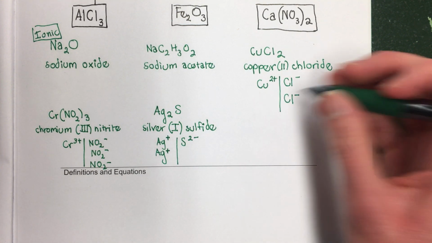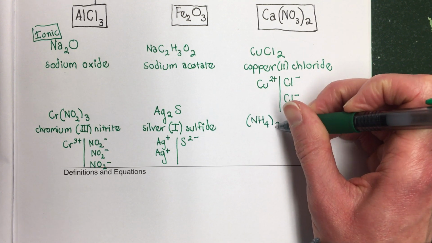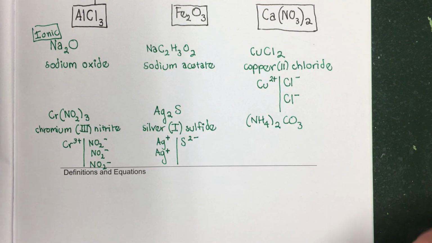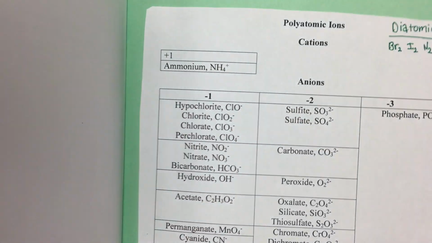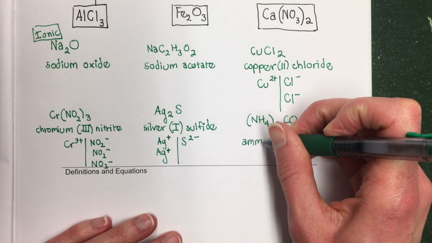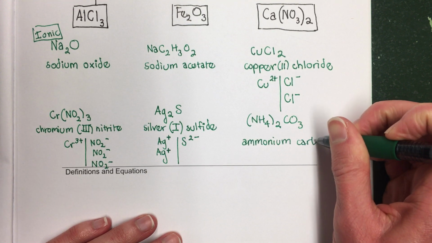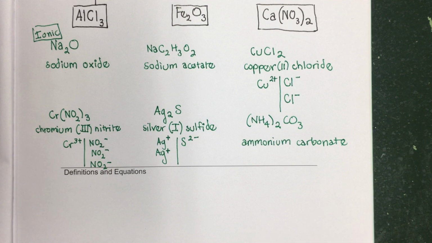Okay, last one. NH4, 2, CO3. Now this one's a little weird. I wanted to show you this one because I wanted you to remember that there is one positive polyatomic ion. It's ammonium. So this one has 2 polyatomic ions. It's just ammonium, and the other one is carbonate. So you just name it ammonium carbonate. All right, so that's how we name ionic compounds.